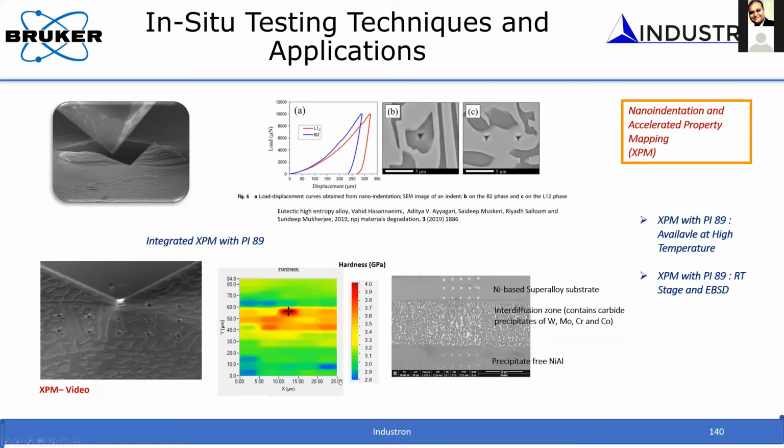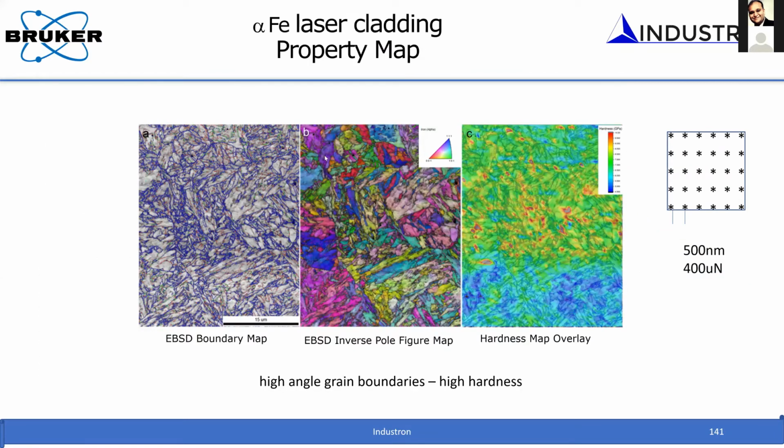So in the next slide, this is the example that I mentioned. In this particular case, the spacing between the indents is about 500 nanometers, and the maximum load applied is about 400 micronewtons. So it is constant load, and there are thousands of indents done. And this is the hardness map done through the indentation technique, and this is the EBSD map.